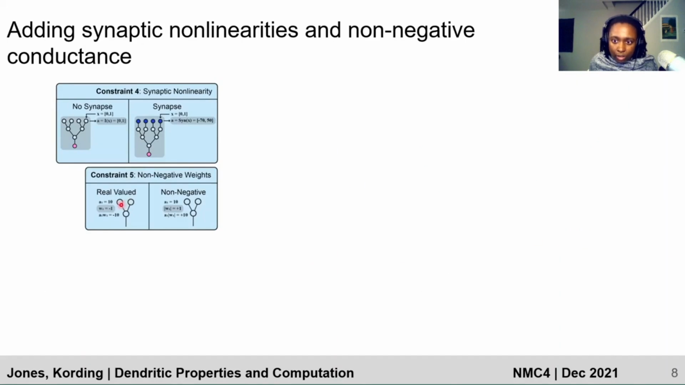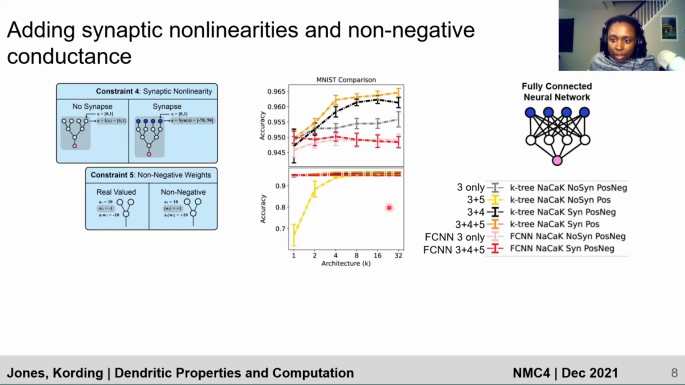Next, we've added two more constraints, which are synaptic nonlinearity and non-negative conductance weights, on top of the dendritic nonlinearity constraint in both our neuron-like model and the FCNN model. Adding non-negative conductance in the bottom graph in yellow led to a major drop in performance, but this was rescued in orange by adding synaptic nonlinearity. Both constraints together in orange perform better than adding synaptic nonlinearity alone in black.